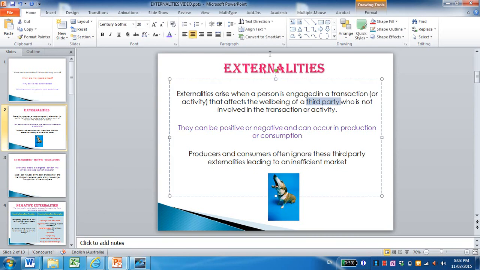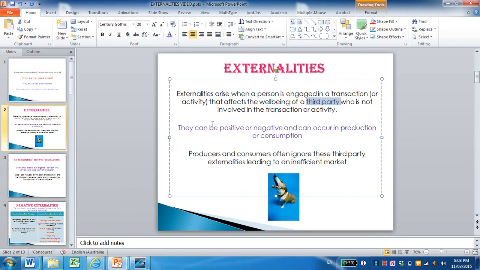So externalities arise when a person is engaged in a transaction that affects the well-being of a third party. What we mean by that is, for example, if you were to purchase a dog, the two parties to the transaction are the buyer and the seller, and the third party may be the person that's up all night because he has to listen to your dog bark.